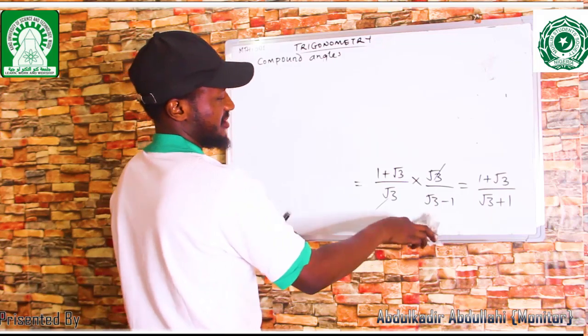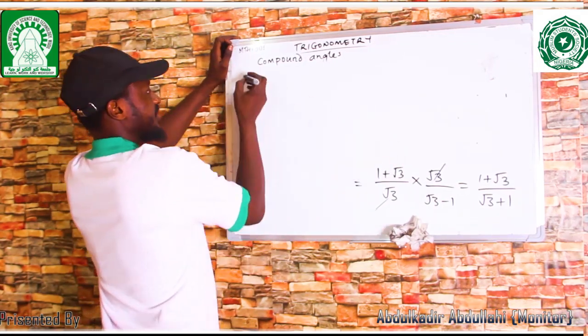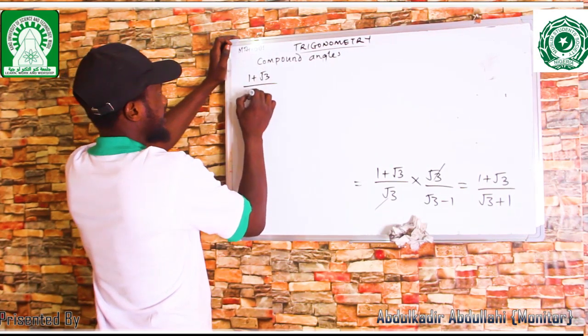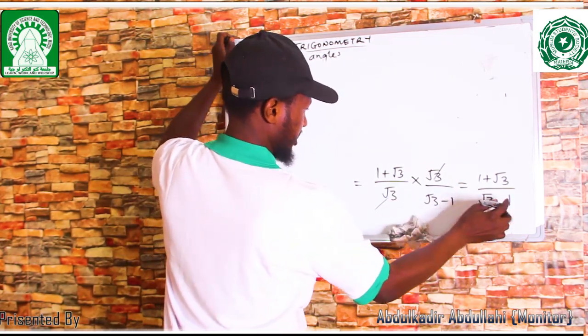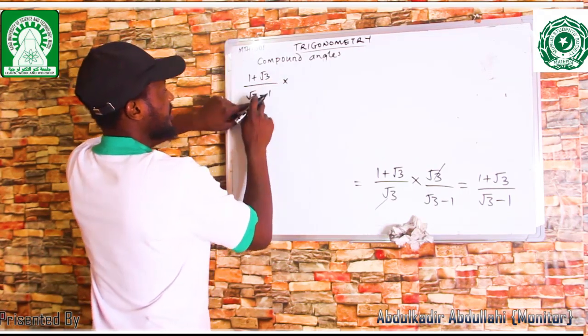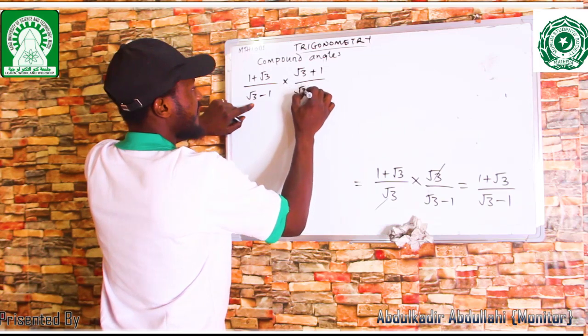Conjugation says just multiply both the numerator and denominator by the conjugate of the denominator. That is 1 plus root 3 divided by root 3, okay, sorry, here is minus 1. Yes, here is minus 1. Minus 1 times the conjugate of this one, which is root 3 plus 1 over root 3 plus 1.